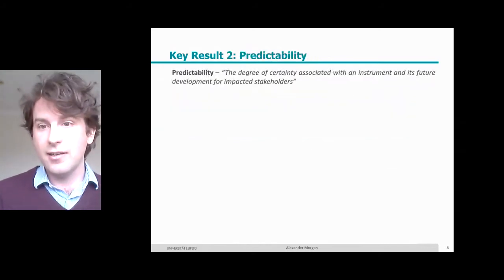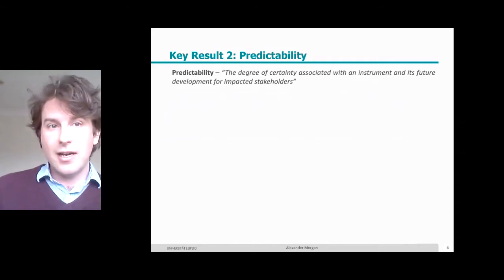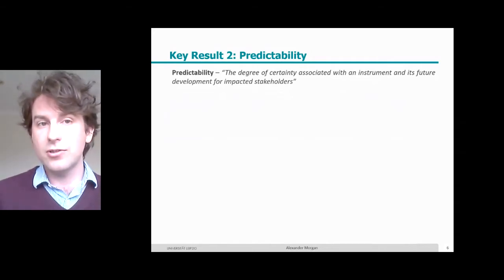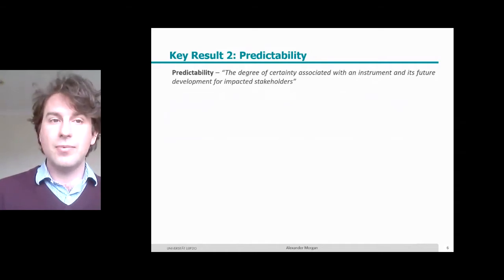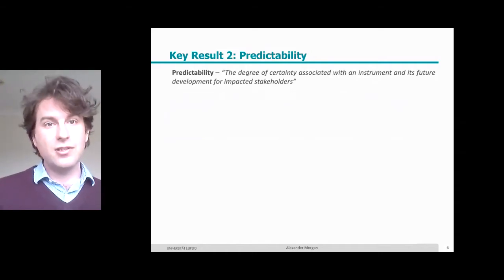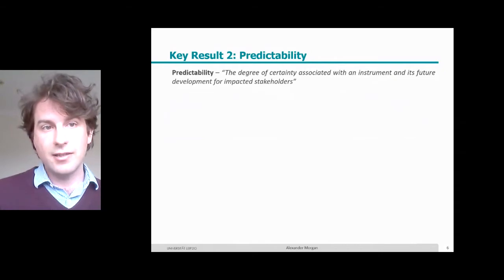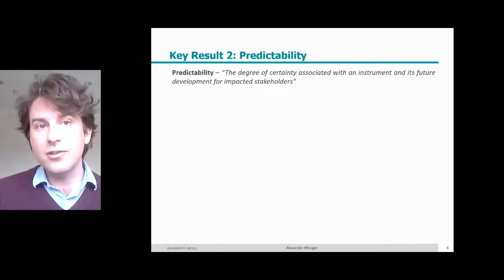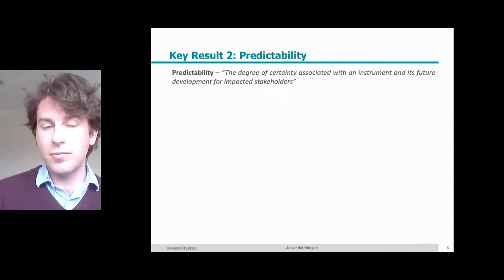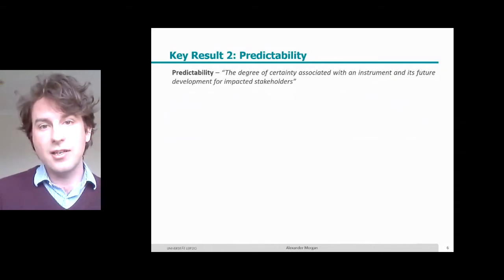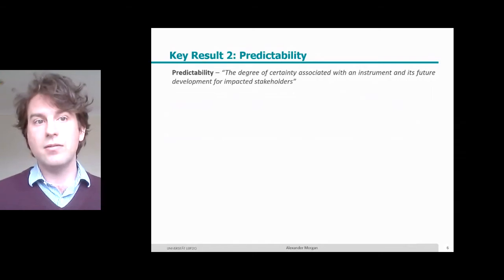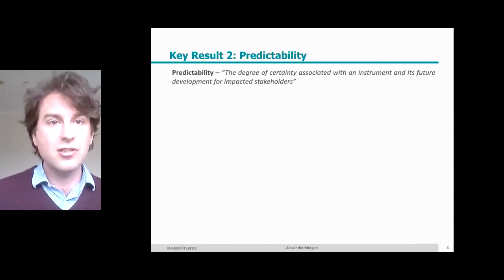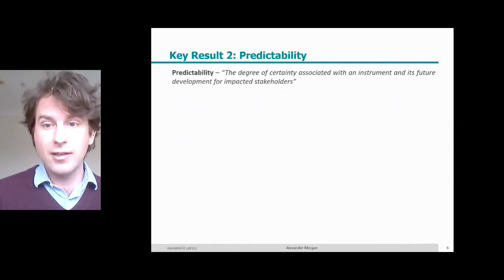Moving on to the second key result. So this was looking at the differences in predictability across the two schemes. Predictability is defined here as the degree of certainty associated with an instrument and its future development for impacted stakeholders. And an ongoing challenge with policy instruments promoting sustainability transformations is trying to maintain the balance between having a predictable instrument, but also having the flexibility to cater for changes in a dynamic market.